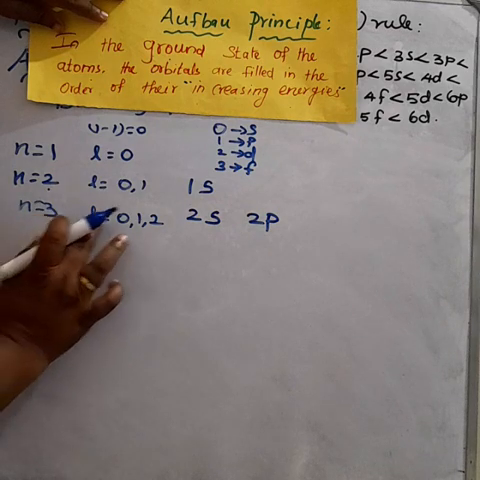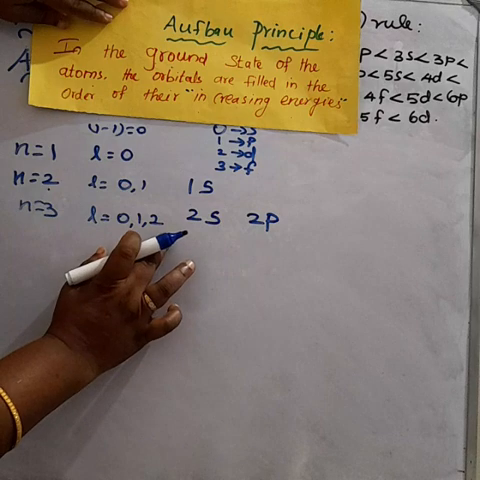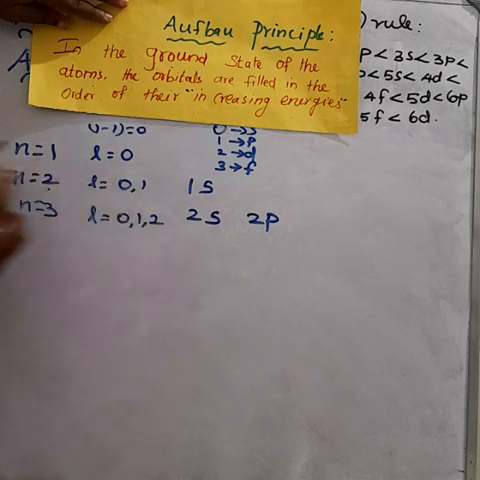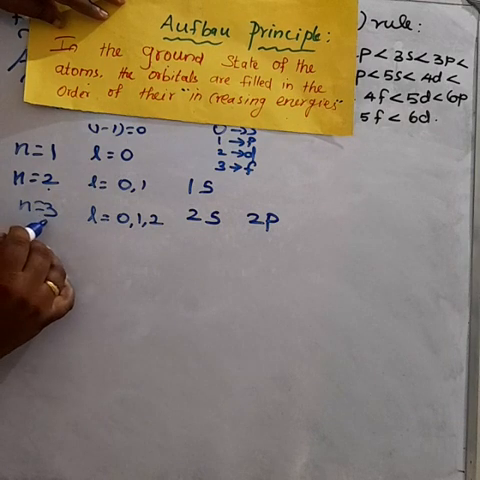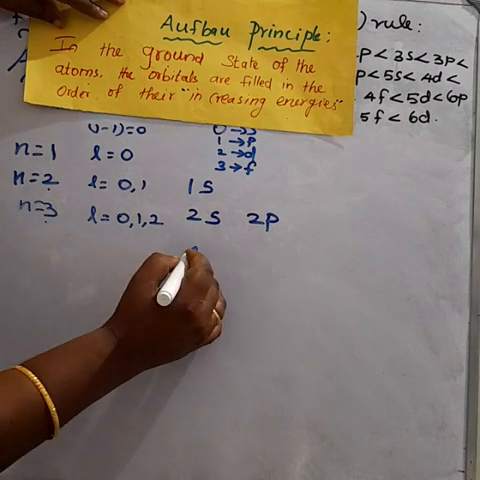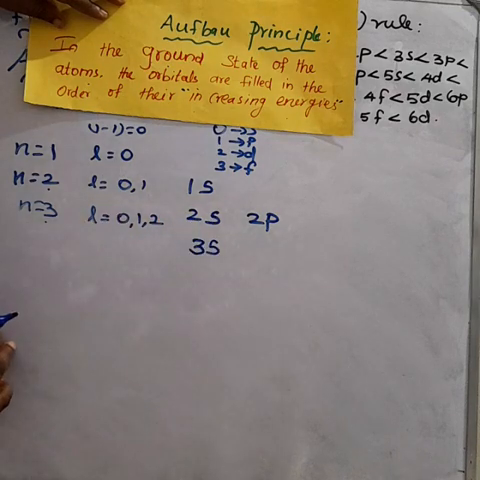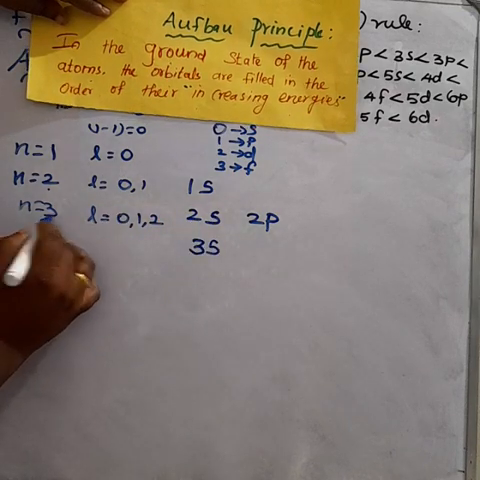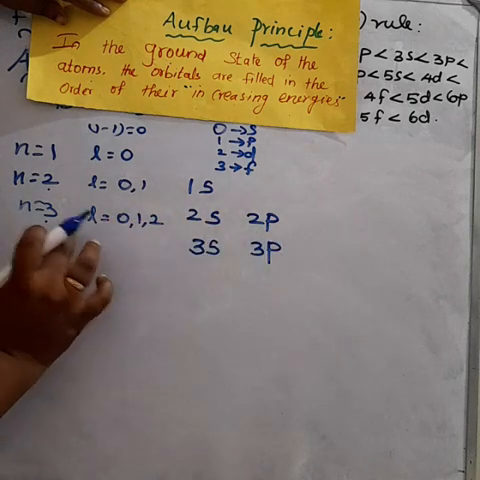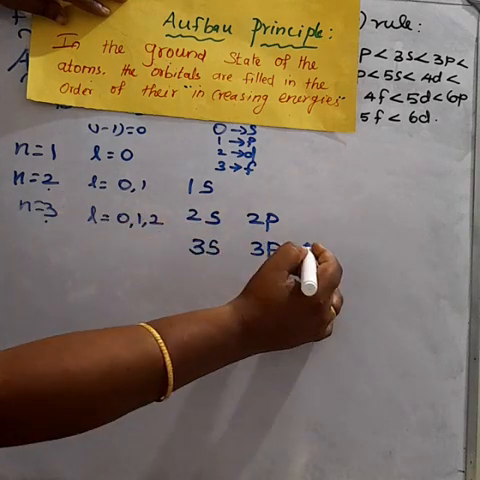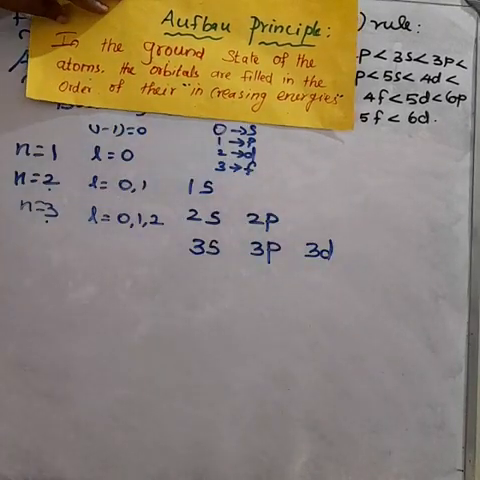So we can write 0 to 2. Okay, 0, 1 and 2. So what is the orbital name here? n is equal to 3, l is equal to 0 means 3s. n is equal to 3, l is equal to 1 means 3p. n is equal to 3, l is equal to 2 means 3d. Okay, 3d. After that, n is equal to 4.